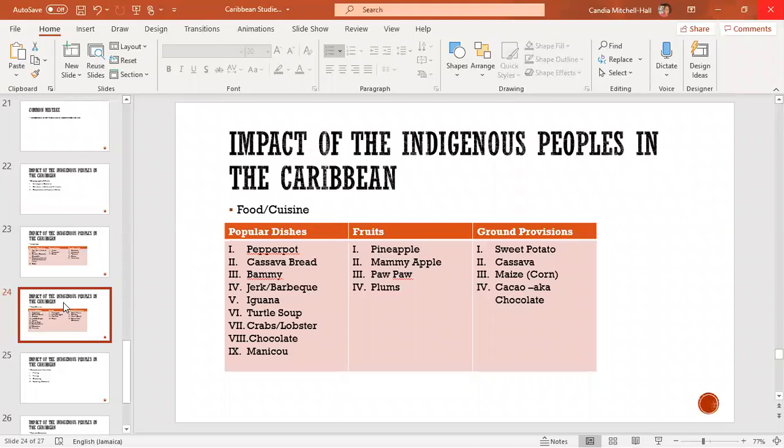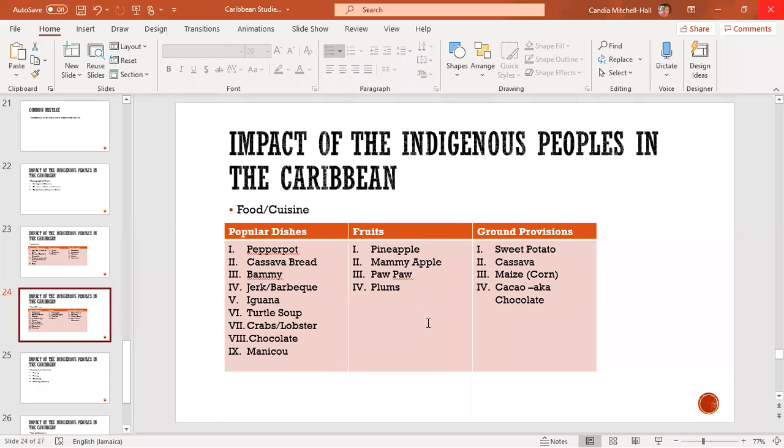The first set of people to make chocolate was the indigenous people. Manicou is like a type of, from the rat family, that is popular in Trinidad, Grenada, I believe Dominica, not sure of the other territories, but those territories still use quite a lot of these foods today. And we still use turtle soup in the Cayman Islands. It's very popular in Cayman. I believe they call it crawl soup. Crab and lobster, some of you love crab and lobster. And so all of these are popular dishes of the indigenous people that we still use today.